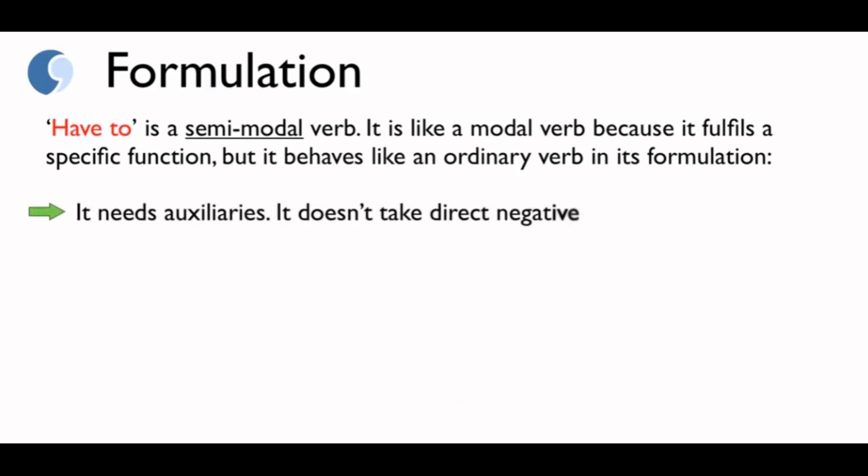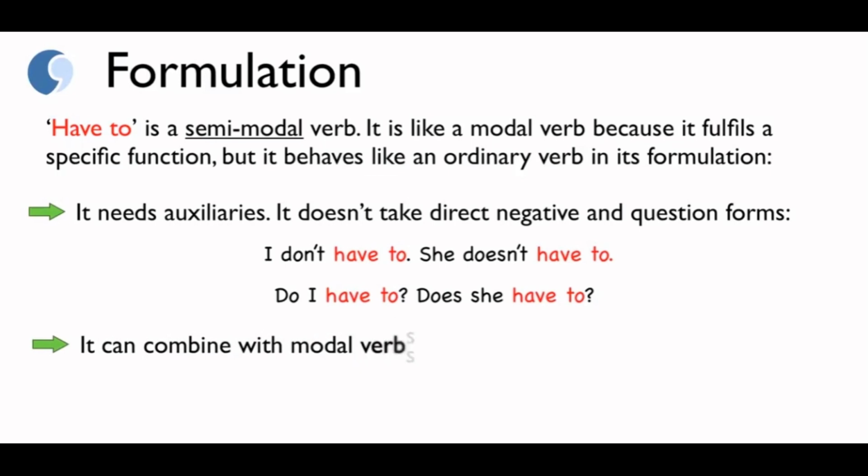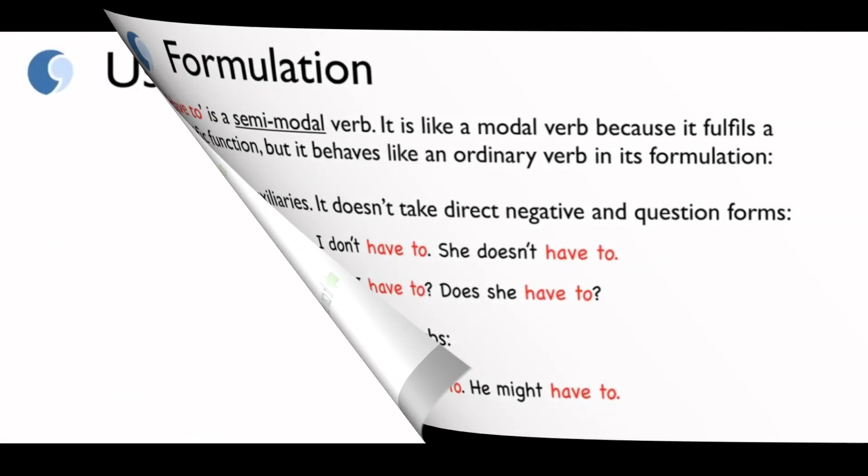And it needs auxiliary. It doesn't take direct negative and question form like other modal forms. So you need to say I don't have to, she doesn't have to. For question you need to say do I have to or does she have to. And finally, we can combine with other modal forms. For example, you could say you will have to or he might have to.